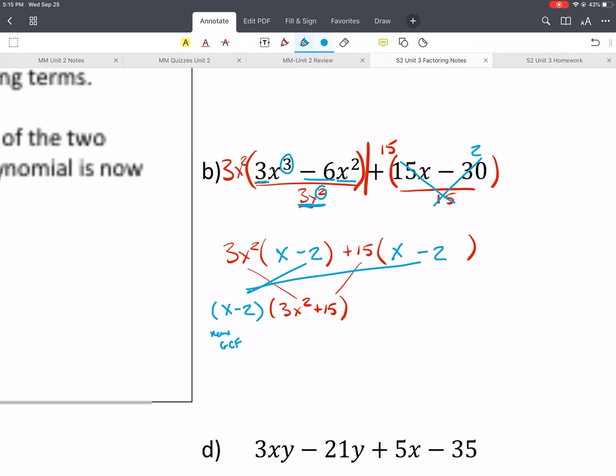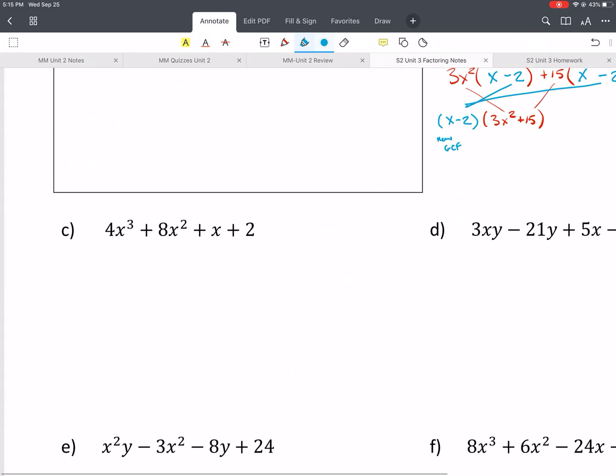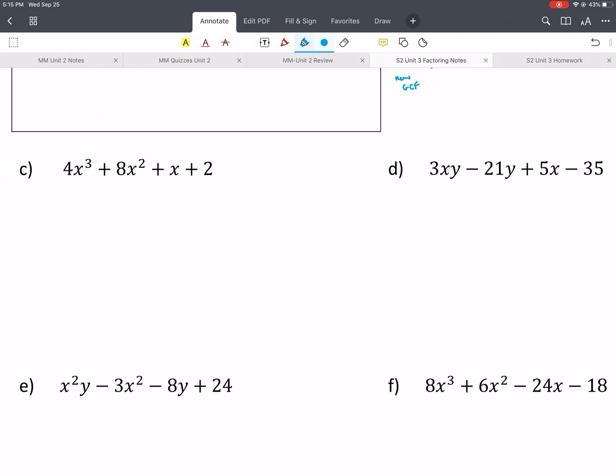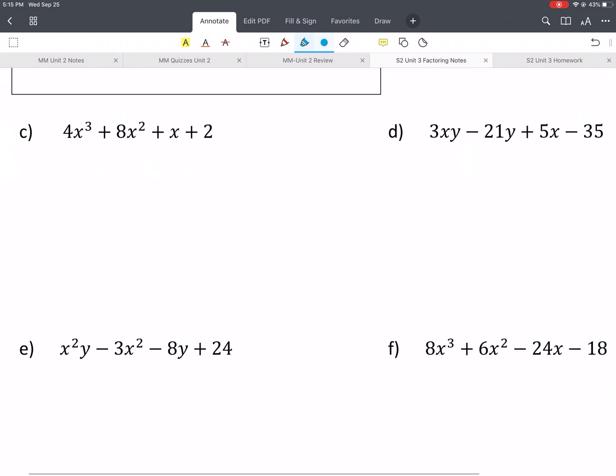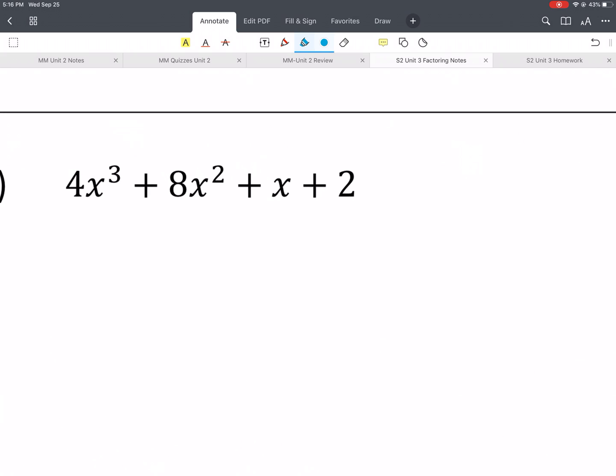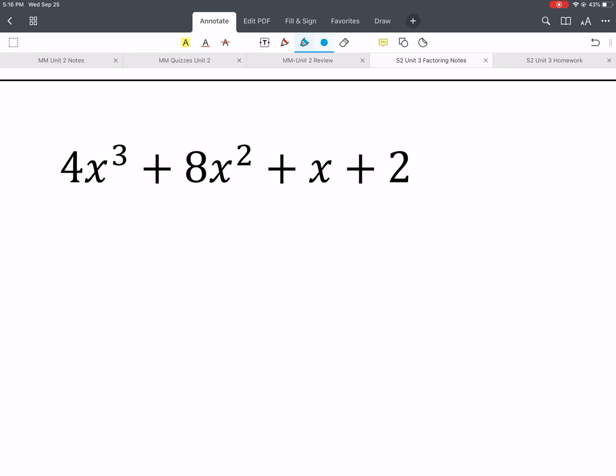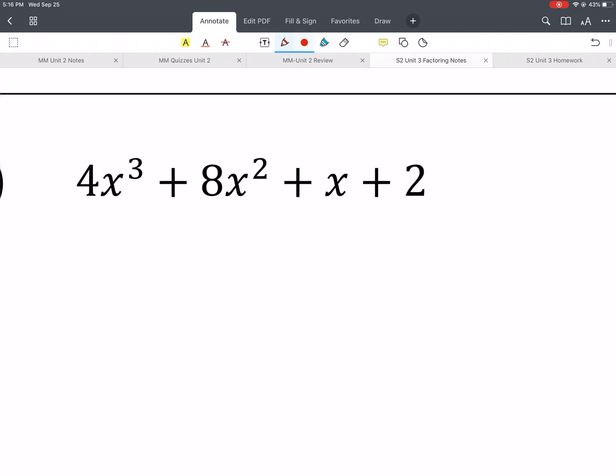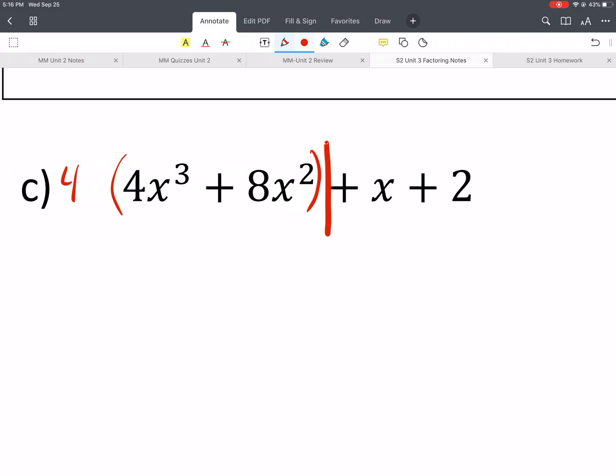All right. So if you can, pause and do these last 4 problems, and then you should be good for the homework. So hopefully we're feeling good. I'm going to do one more kind of slow, and then we'll speed up a little bit more. So the greatest common factor here would be 4, and for the variables, it would be x squared. So 4, and this is the smallest, and this would be the smallest.